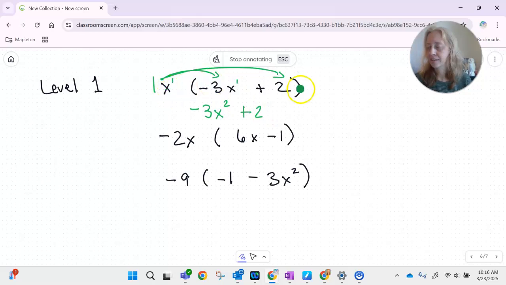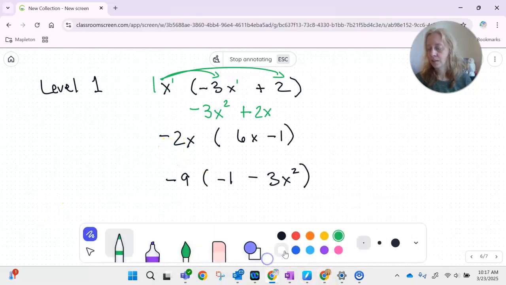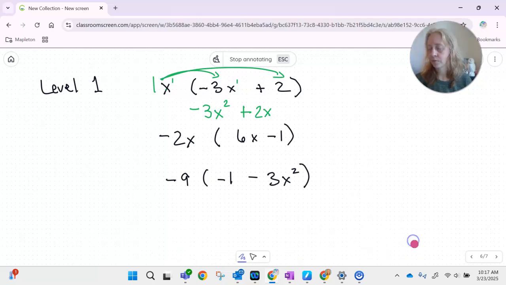And x, there are no other x's, so this x is just going to come down. All right, let's do another example. I'm going to do this one in a different color just to make sure that it stays separate for you guys. So here this time we do have a coefficient and we have a variable.